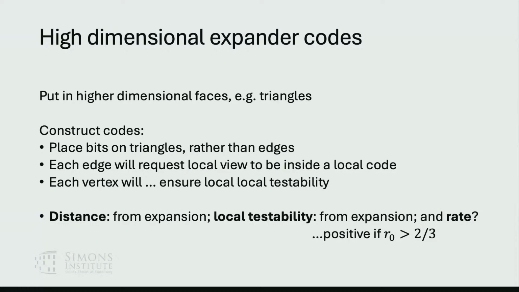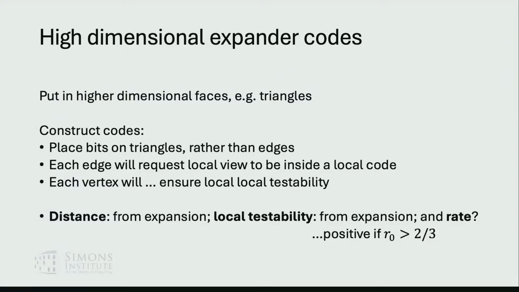So what is a high dimensional expander code? So really you have a graph, vertices and edges, and you also have triangles. That's all. You can have higher dimensional faces, but not for this talk. Okay, so you have these vertices, edges, and triangles. And now to construct the code, previously our code words were bits on the edges. Now we're going to put the bits on the triangles. That's the same thing, just one level up.